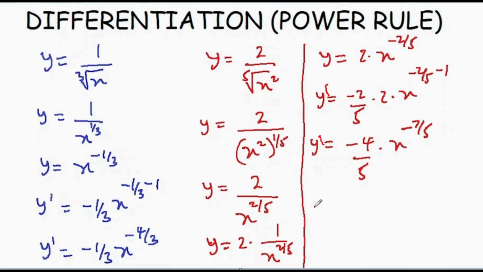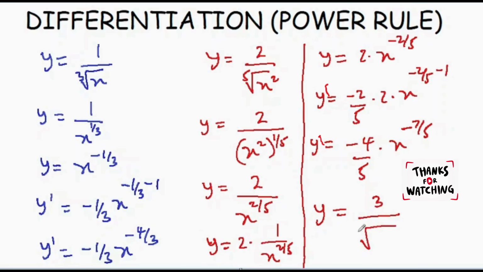So we can take this as an exercise. Differentiate y is equal to 3 over, let's take the 7th root of x cubed.